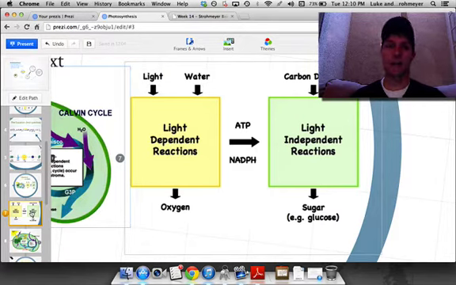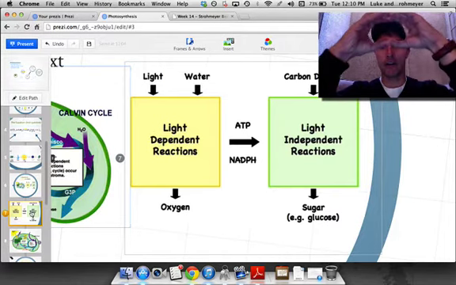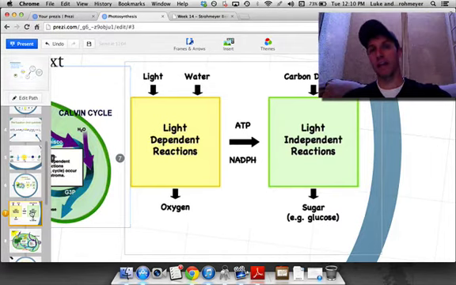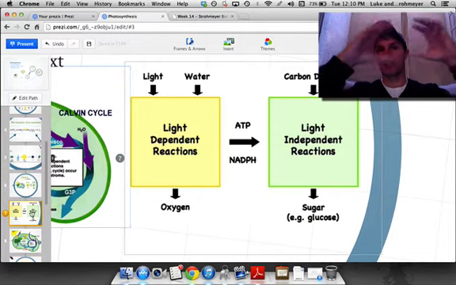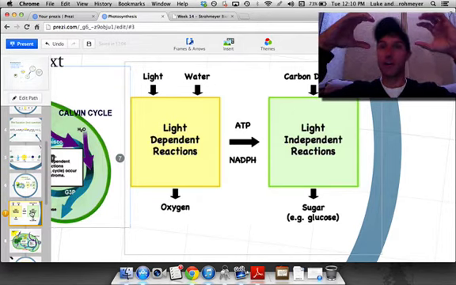The uncharged battery is NADP. By adding that hydrogen ion to form NADPH, you charge the battery. So again, by clicking on hydrogen, you add energy. By taking it off, you release that energy. Same thing as ATP. ATP has 2 phosphates. By clicking on a third, you add energy.